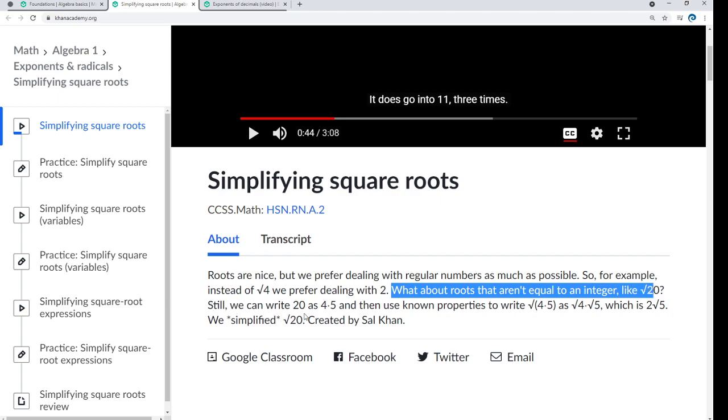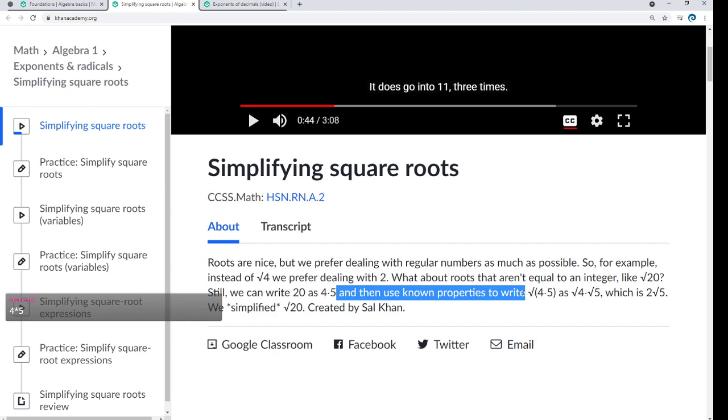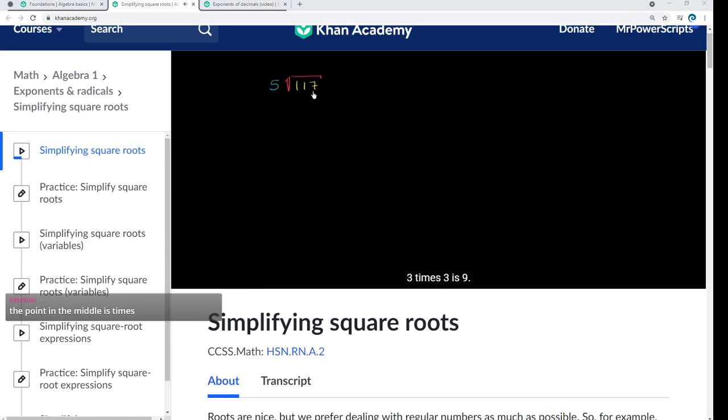Still, we can write 20 as 4 times 5. I don't know why it says 4.5, but the point in the middle is times. And then use known properties to write the square root of 4 times 5 as 2 times the square root of 5. We simplified the square root of 20. I don't think he explained that really that well.